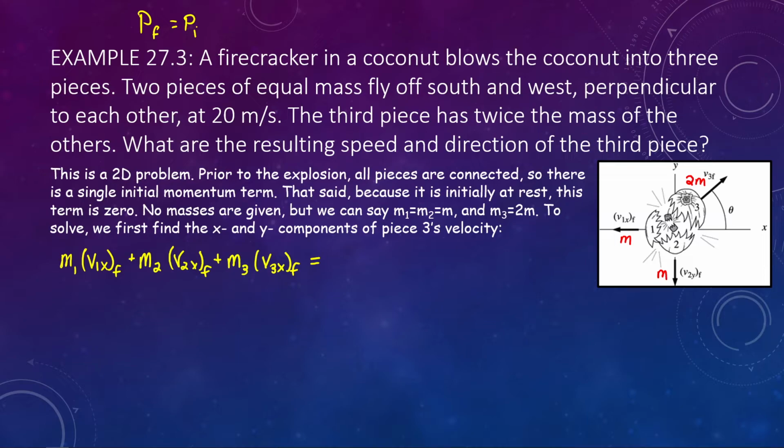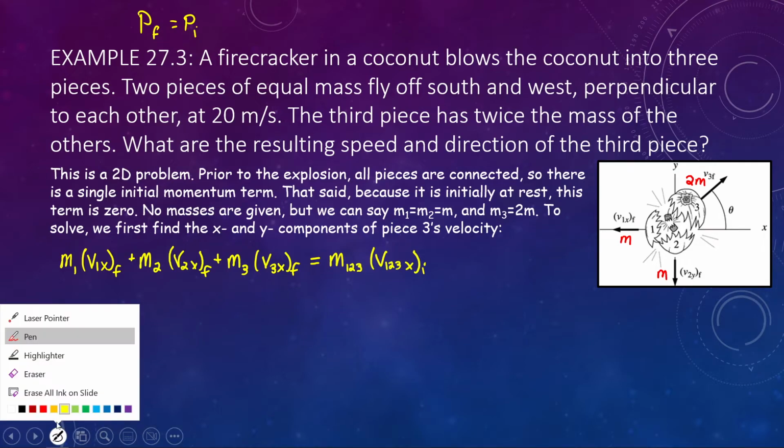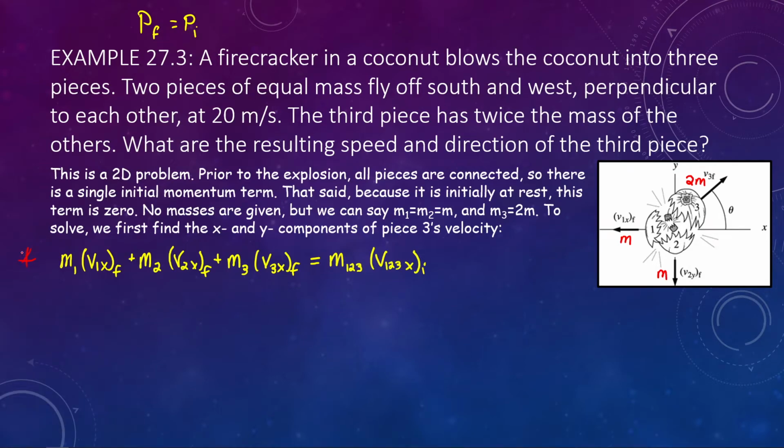But remember, initially, prior to the explosion, it's a single piece. So I'm just going to call it mass 1, 2, 3 times velocity 1, 2, 3x initial. Only one term because initially there's only one object, just the coconut. But as we just described, initially it's at rest. So this whole term is 0 anyways. It's at rest. So the whole right-hand side of the equation is 0.